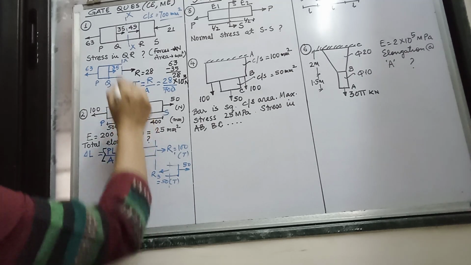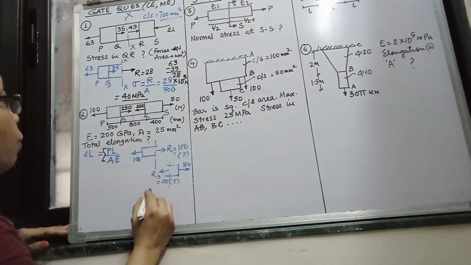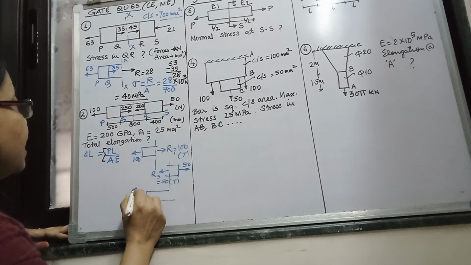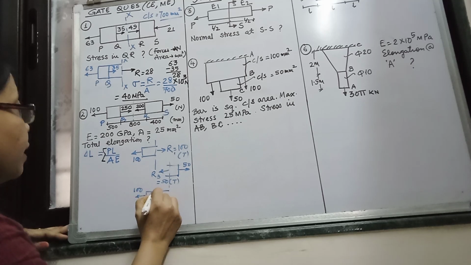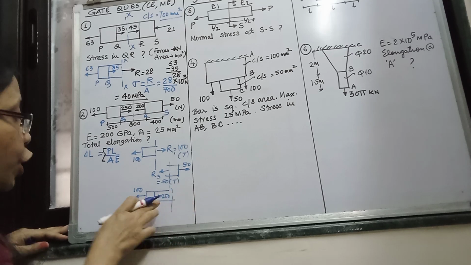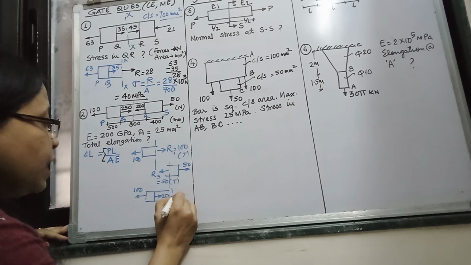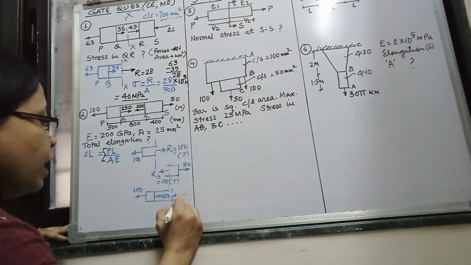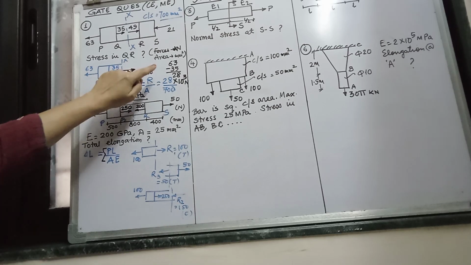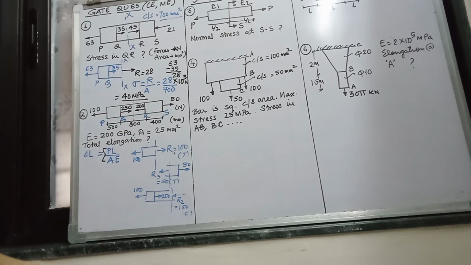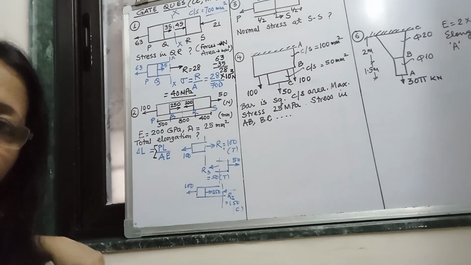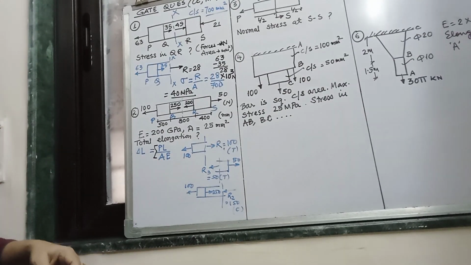Now the middle part. Again you draw one section, just like in the previous problem I have shown you. This is 100, this is 250. Now from here you have cut, so R2 will be 150, but this is compression. If you have understood the last problem, you have understood this part also. Is it okay?